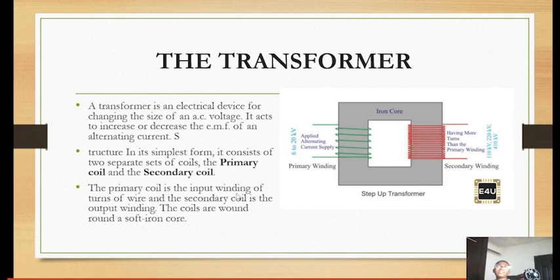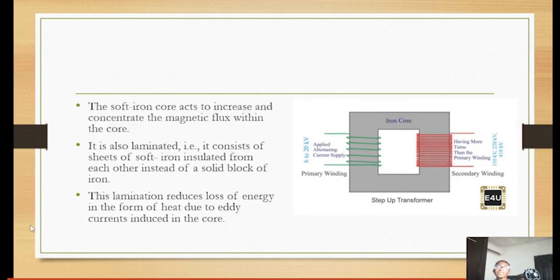The primary coil is the input winding of turns of wire, and the secondary coil is the output winding. The coils are wound around a soft iron core. The soft iron core acts to increase and concentrate the magnetic flux within the core. It is also laminated, that is, it consists of sheets of soft iron insulated from each other instead of a solid block of iron.